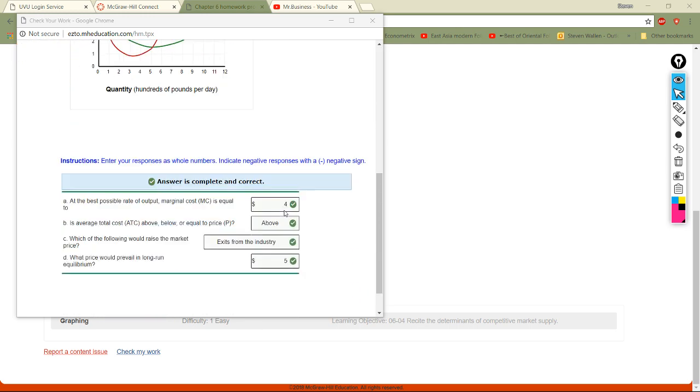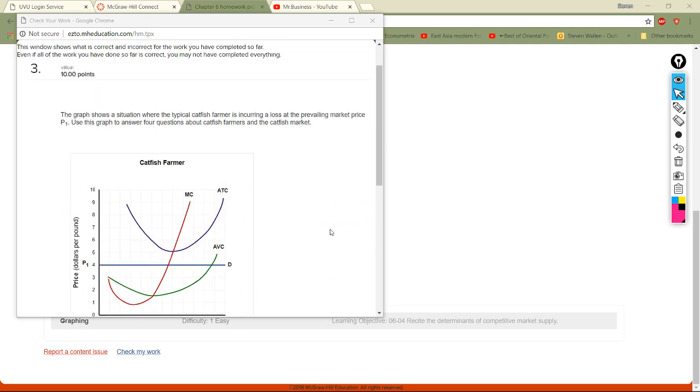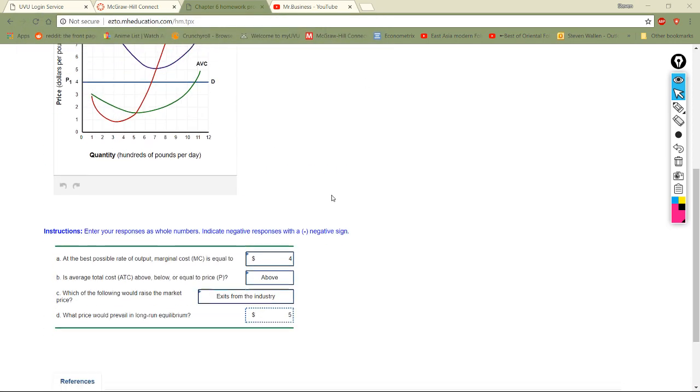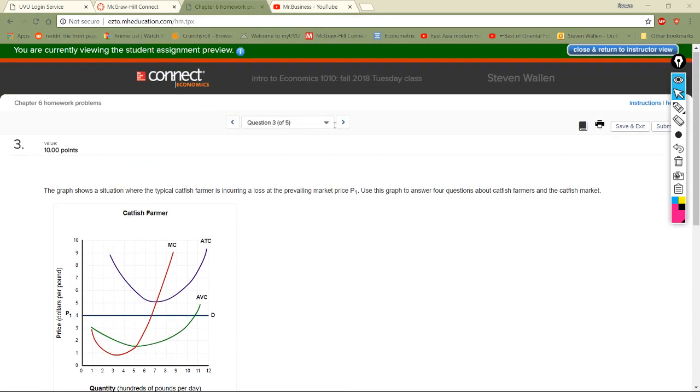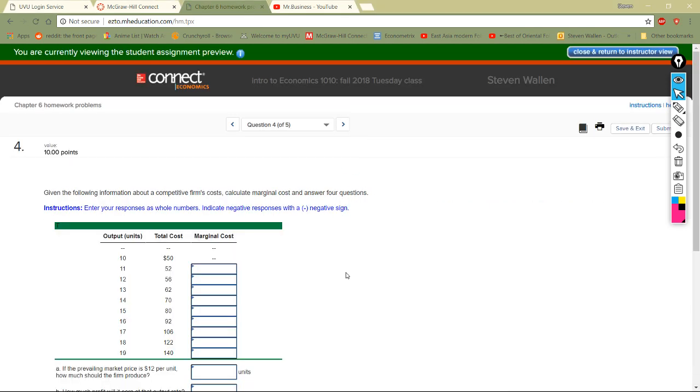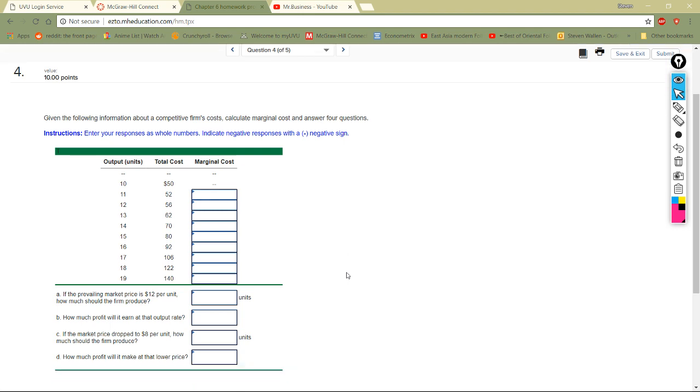We have all green. All right, let's go. Let's go on, shall we? Oh, we're already on number 4. We're cruising through this. All right. Oh, that's a lot of boxes.